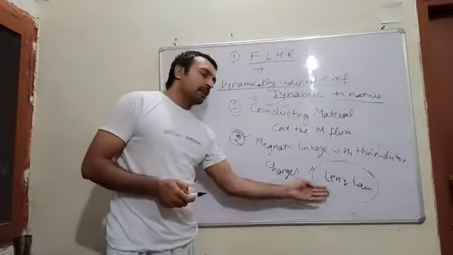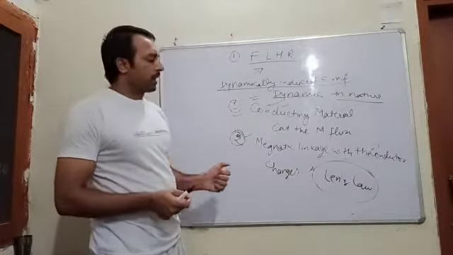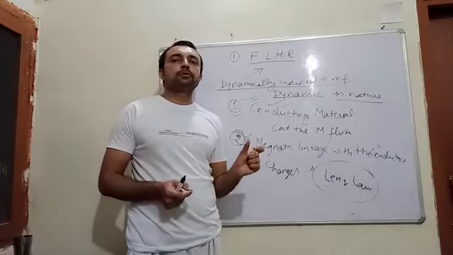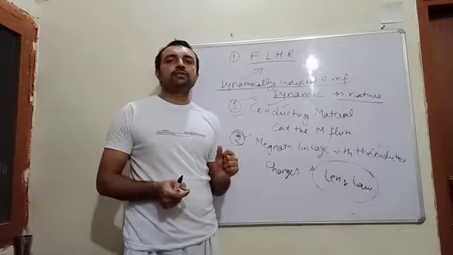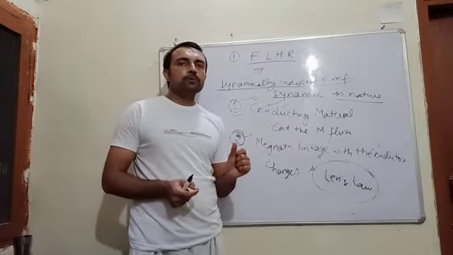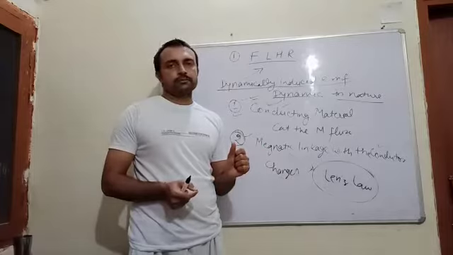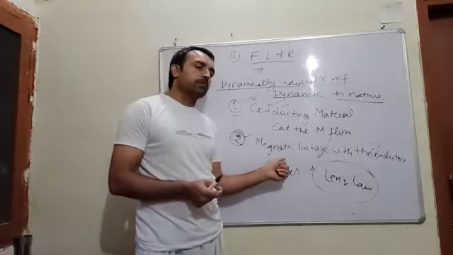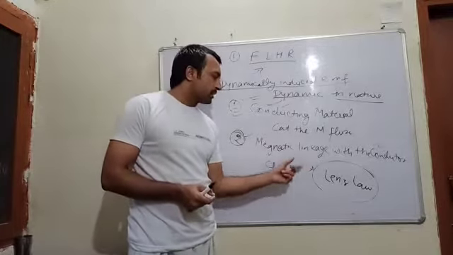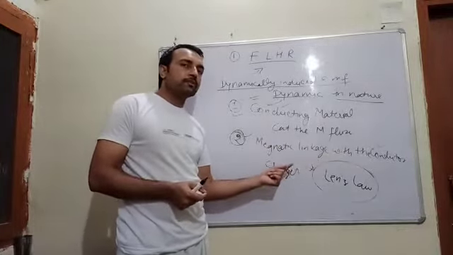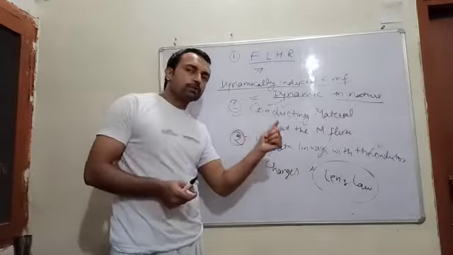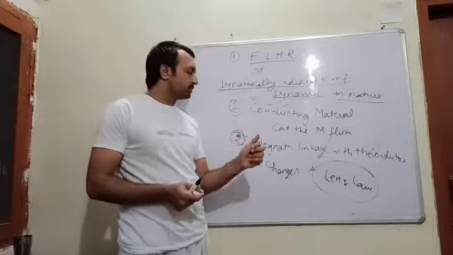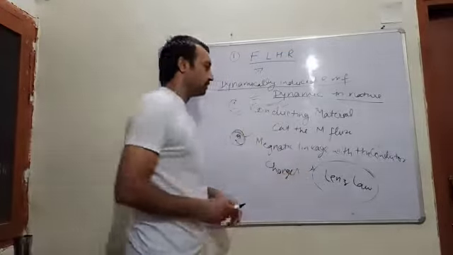Okay, now what is Lenz's law? As per Lenz's law, the direction of electromagnetically produced current will be in such a way that it will oppose the cause of its production. Means the direction of current will be such that it opposes the first reason due to which the current is produced. So this is our Lenz's law.